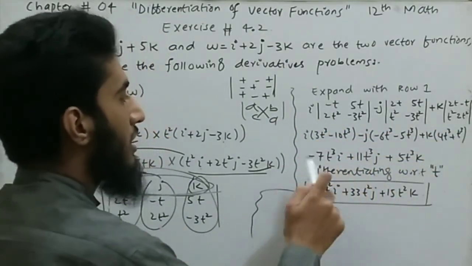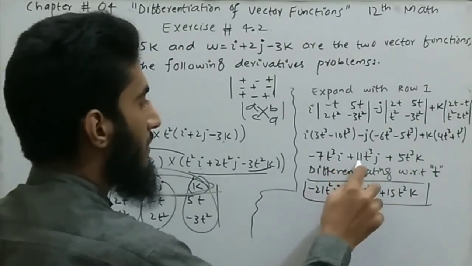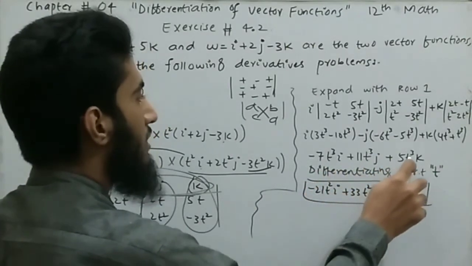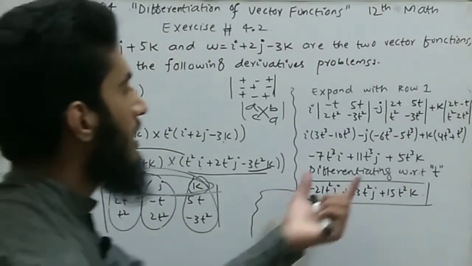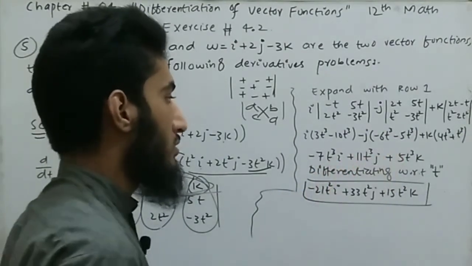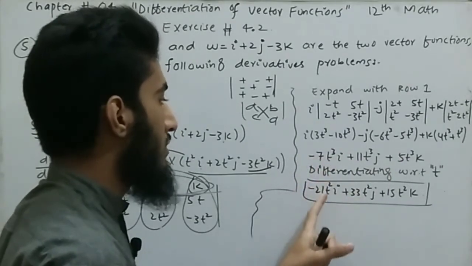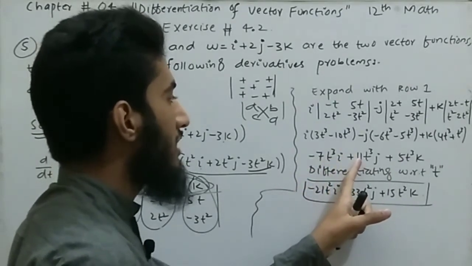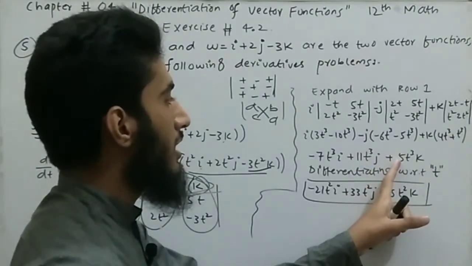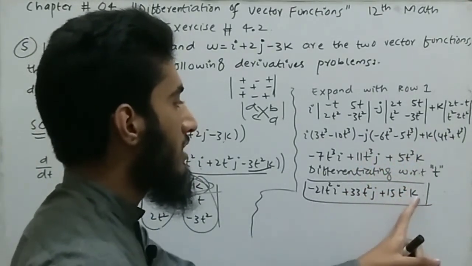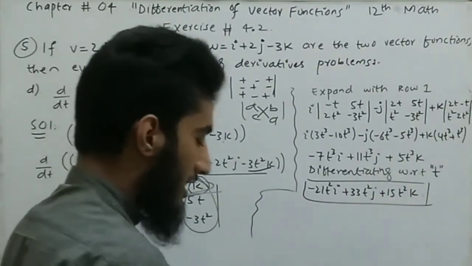By simplification, it will give us minus 7t cubed i plus 11t cubed j plus 5t cubed k. Now over here we have d by dt, it means that we will differentiate this at last. So the differentiation of minus 7t cubed will give us minus 21t squared i. The differentiation of 11t cubed gives us 33t squared j. And the differentiation of 5t cubed k will give us 15t squared k. So this is the required and desired answer.